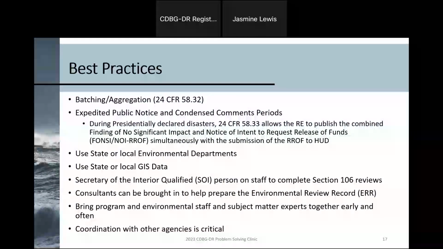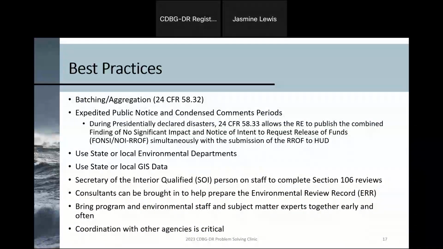Another good option is if you have lots of Section 106 or historic preservation considerations, it is always a good idea to pull someone on staff that is a Secretary of Interior qualified person to help with that process and help navigate the Section 106 process.